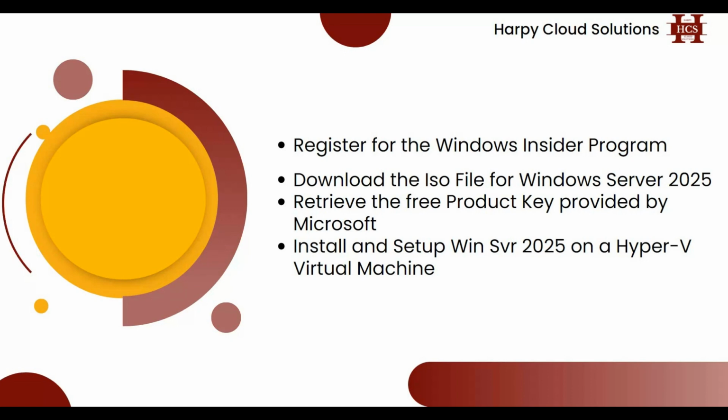The next thing we'll do is to retrieve the free product key provided by Microsoft. Microsoft has provided a product key for these testing purposes, and it's going to be valid till the 15th of September 2024. The link to go and get the key is also provided in the comment section. And then we'll install and set up a Windows Server 2025 machine on a Hyper-V virtual machine. The virtual machine is going to be hosted on Hyper-V, and on that virtual machine, we would install Windows Server 2025.